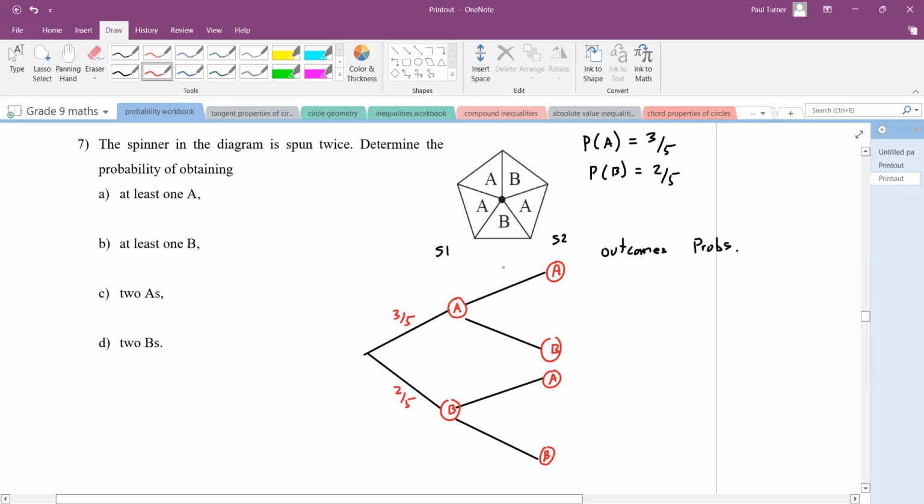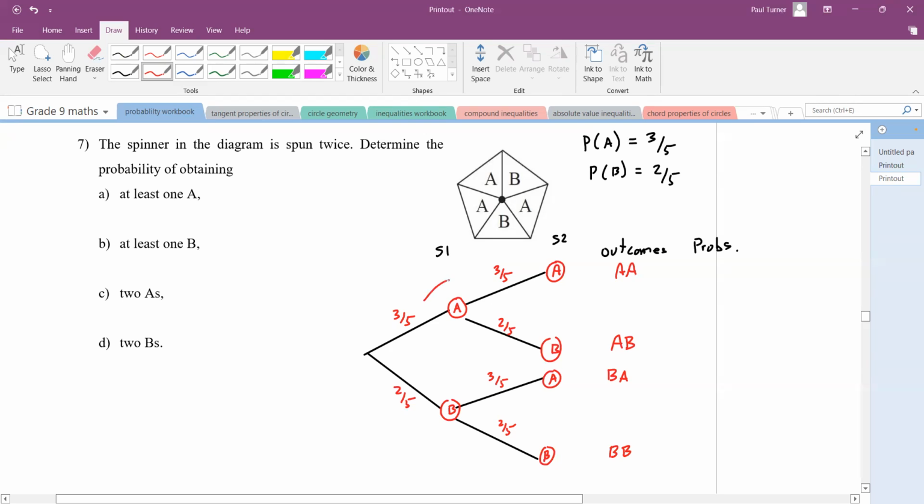And we repeat those numbers. So 3/5, 2/5, 3/5, 2/5. And our outcomes, what could we get? We could get two A's, couldn't we? Two A's, an A then B. We could get a B, then an A, or then we could get two B's. So these are your outcomes.